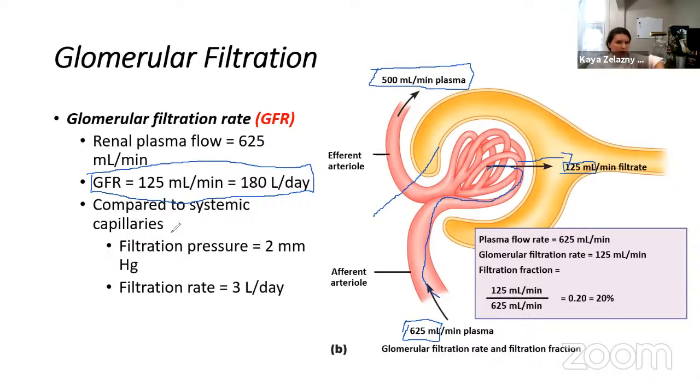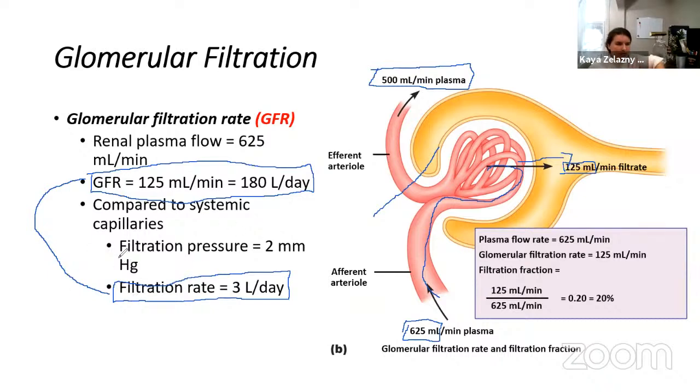Now, compared to our systemic capillaries, this is a really high filtration rate. Our filtration rate in our normal systemic capillaries is only 3 liters per day. So if we compare these two values, we can see how crazy high the filtration rate for the glomerular capillaries is.